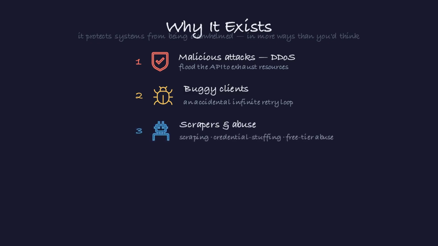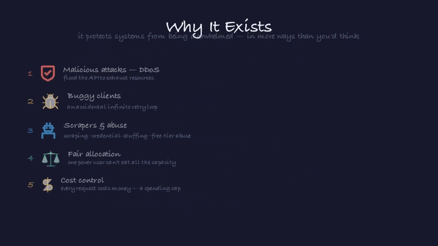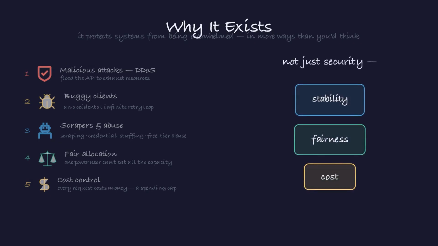3. Scrapers and abuse. Bots scraping your content, credential stuffing your login, people abusing a free tier. Rate limiting makes these economically unviable. 4. Fair allocation. Even with zero bad actors, if one power user eats 90% of your capacity, everyone else suffers. And 5. Cost. Every request costs money, so a rate limit is also a spending cap. So rate limiting isn't just a security feature. It's stability, fairness, and cost all at once.